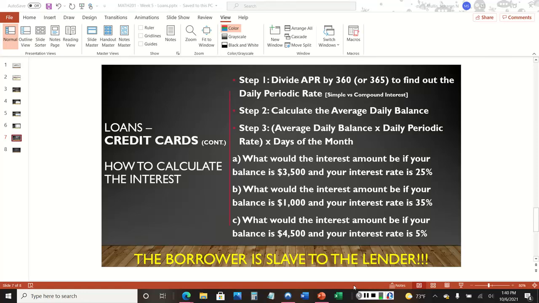So we have three examples that we're going to go over. We're going to say that the balance that we have there is the average daily balance, but that's not how it's calculated in the real world. It's based off of whatever your average daily balance is. So whatever you charge per month, they divide it, and that's what your average daily balance is. But for the sake of this example, we're going to use $3,500 as the average daily balance, and then we're going to use $1,000 as the average daily balance, and then we're going to use $4,500 as the average daily balance.